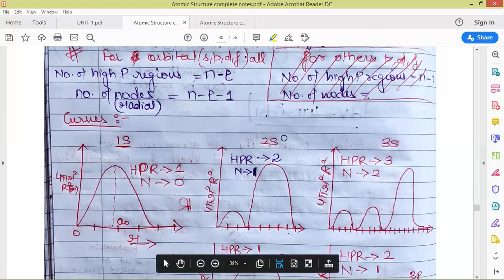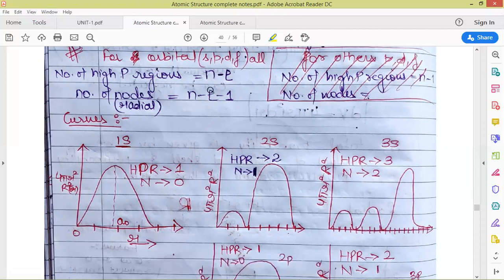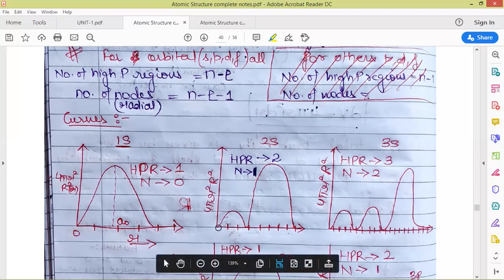Next we have 2s orbital. Here the number of high probability regions is n minus l, that means 2 minus 0, so 2 high probability regions are going to be there. And the number of nodes is going to be n minus l minus 1. That means 2 minus 0 minus 1, that means 1. So we'll plot it like this.